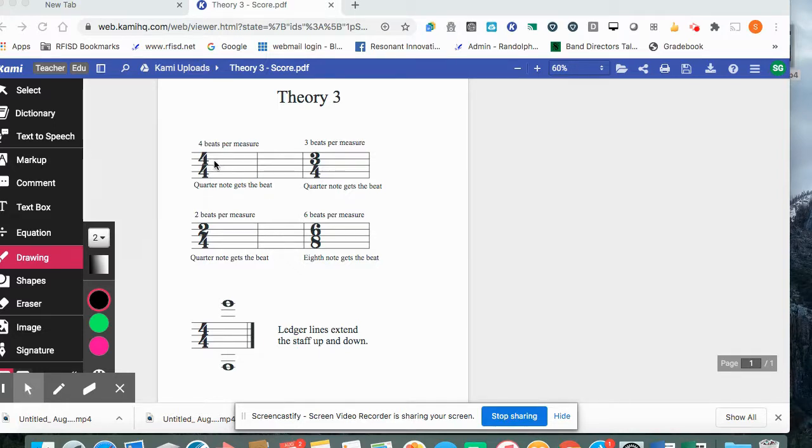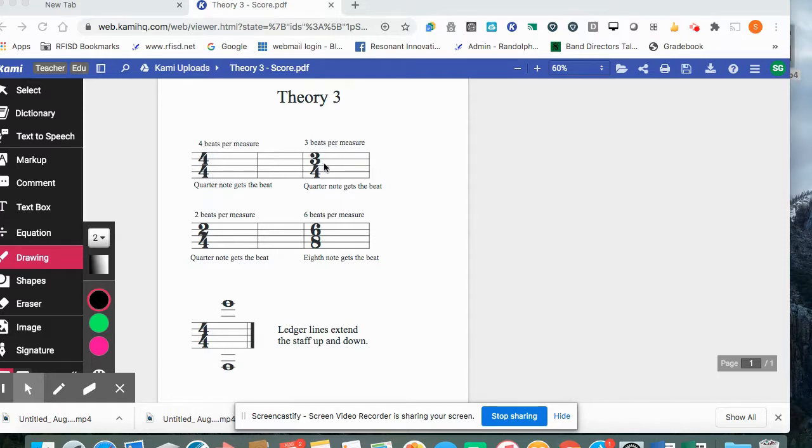Now for this measure, it says 4 quarter notes per measure. From our notes lesson, we know that it takes 4 quarter notes to equal a whole note. I could put a whole note in this measure just as easily as I could write 4 quarter notes, and that would be fine. Now, I'm not going to have 5 quarter notes in this measure. I'm not going to have 3, because it has to meet exactly what's in the time signature.